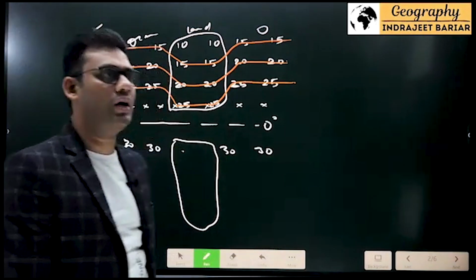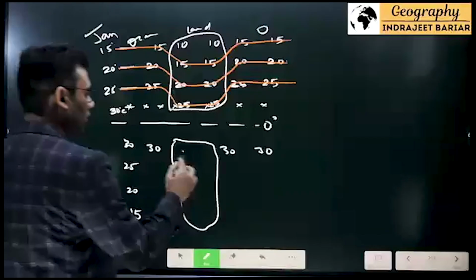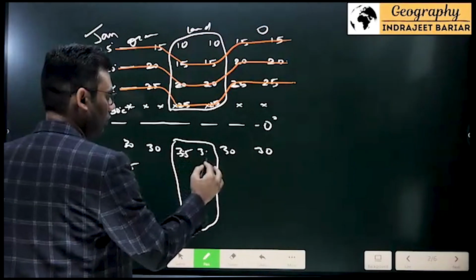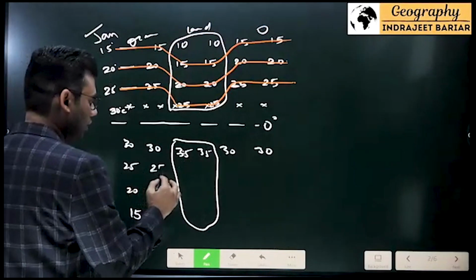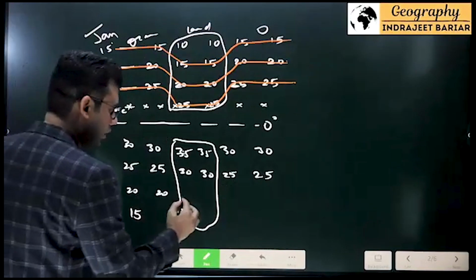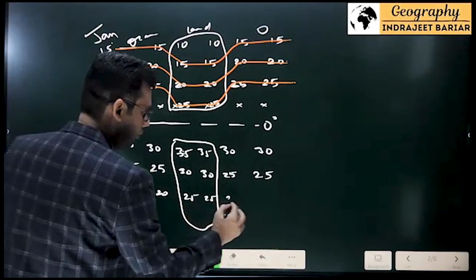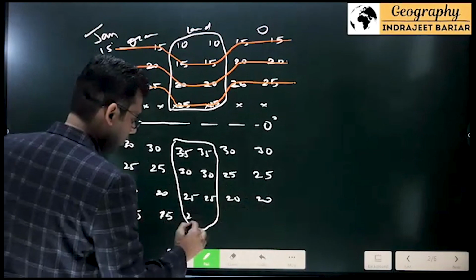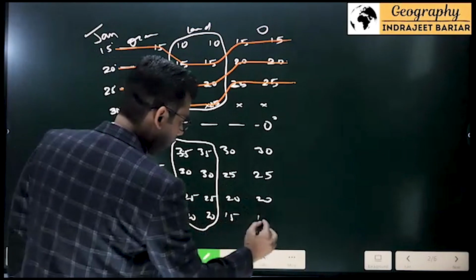Southern hemisphere January is what? Summers. So what should be the value here? More than 30. 35. 35 correct. तो अब यहाँ 25, 25 so 30. 30, 30, 25, 25. Likewise 20, 20, 25, 25, 20, 20, 15, 15, 20, 20, 15, 15.